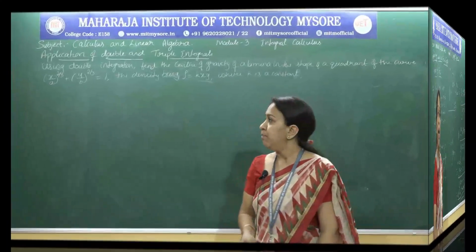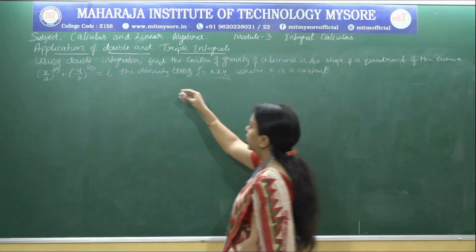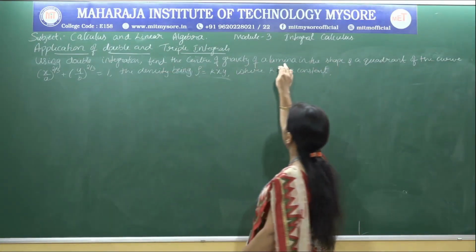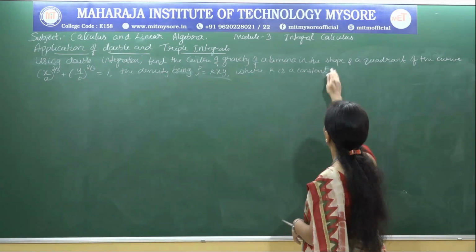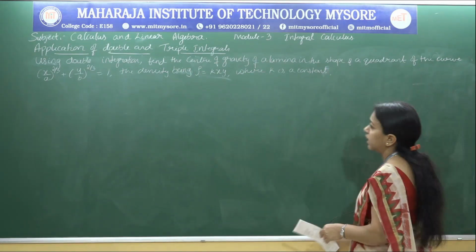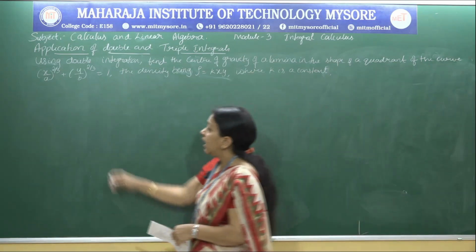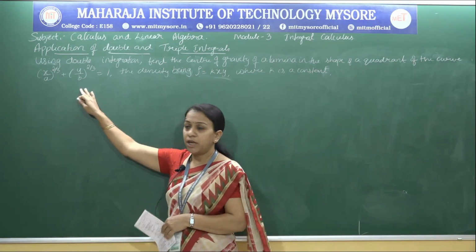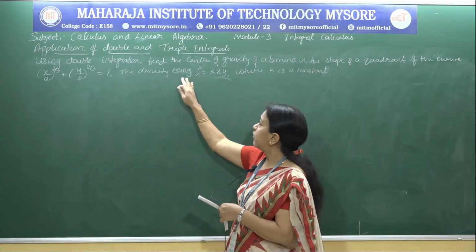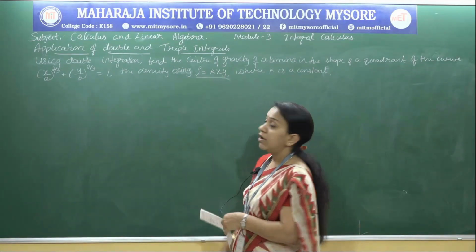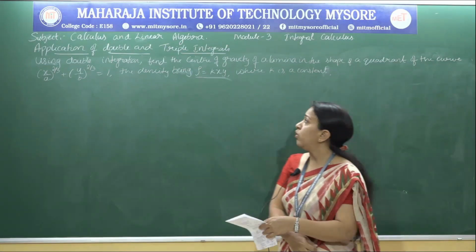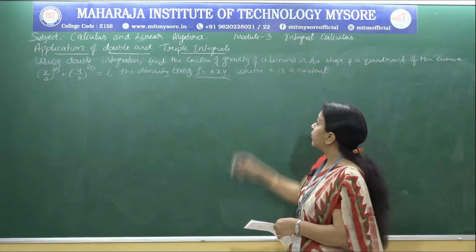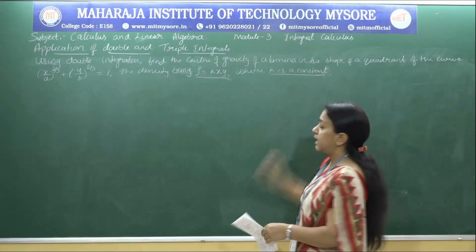Solve the next problem. Using double integration, find the center of gravity of a lamina in the shape of a quadrant of the curve, and the given curve is (x by a) whole power 2 by 3 plus (y by b) whole power 2 by 3 equal to 1. The density is rho equal to k into xy, where k is a constant.